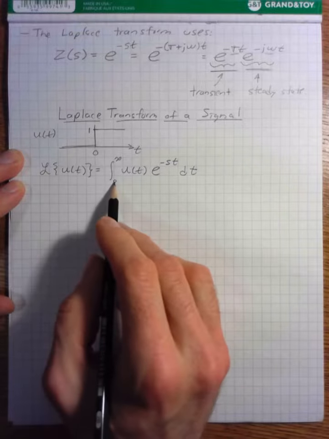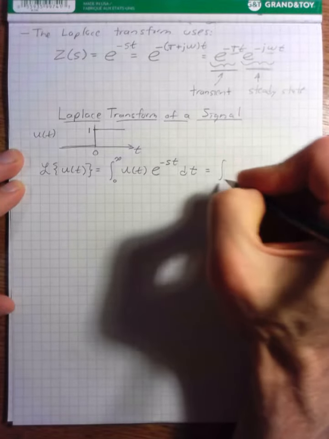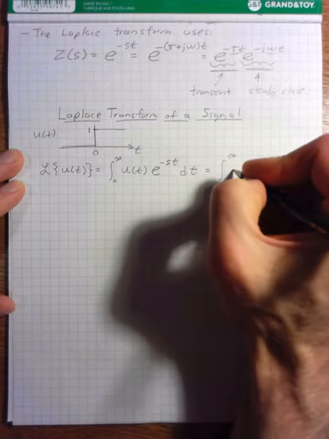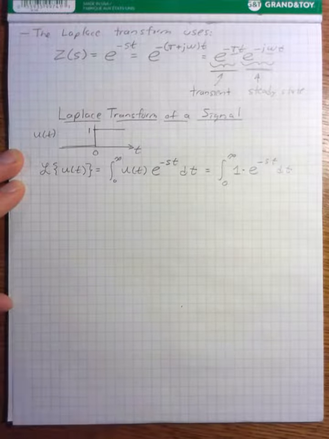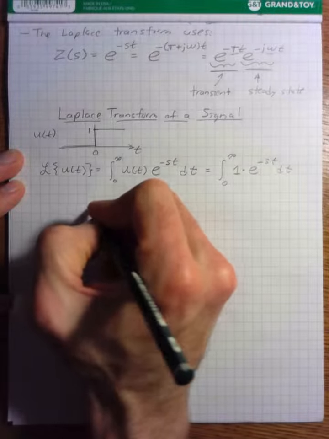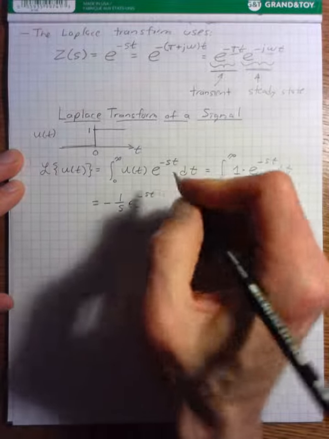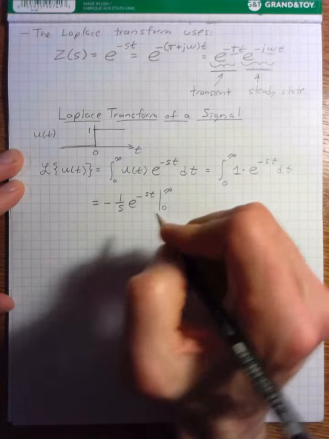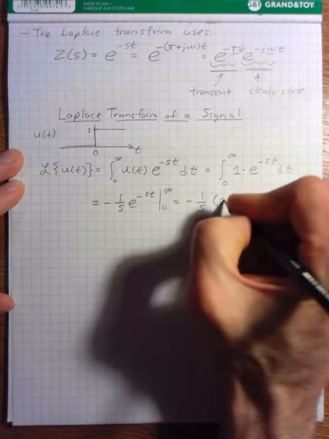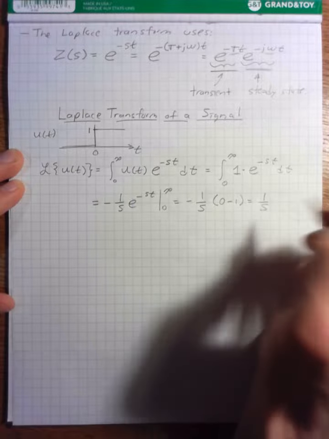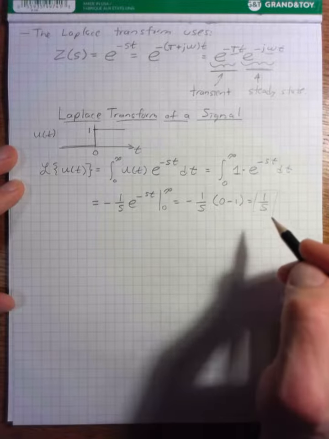So of course, at 0, that's when the unit step function jumps up to 1. So this is the same thing as just integrating from 0 to infinity the number 1 times e to the minus st dt. And taking the antiderivative, that's minus 1 over s, e to the minus st from 0 to infinity, which is minus 1 over s times 0 minus 1, which is equal to 1 over s. And so the Laplace transform of the unit step function is just equal to 1 over s.